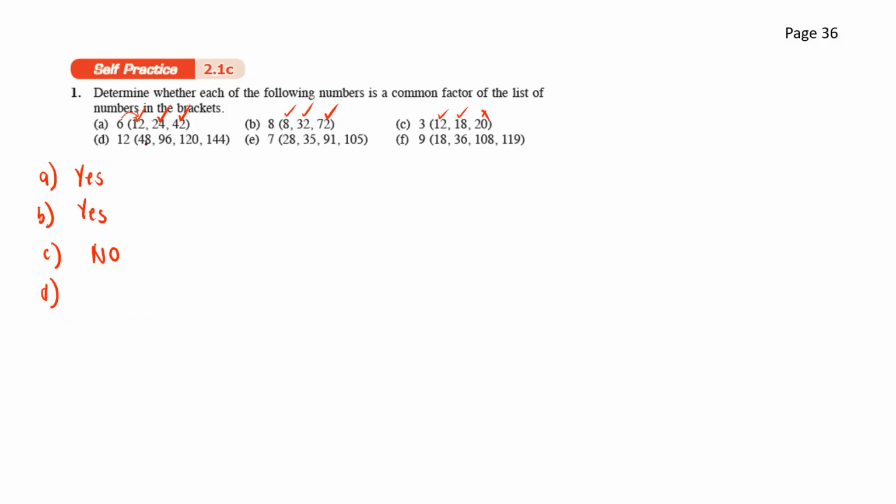For D, we have 48 divided by 12, yes. 96 divided by 12, yes, and yes. So 12 is a factor of these numbers. For E, we have 28 divided by 7, 35 divided by 7, 91 divided by 7, yes, and yes. So this is a factor. 7 is a factor of these numbers.